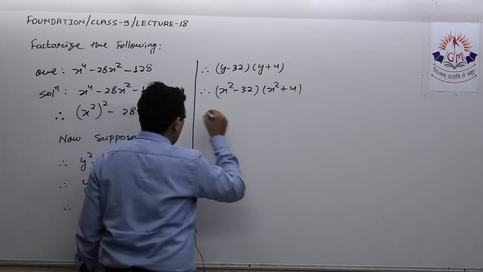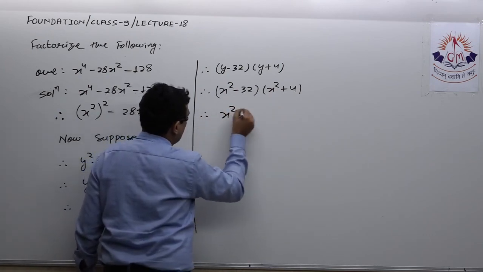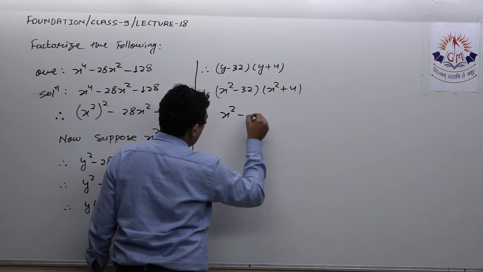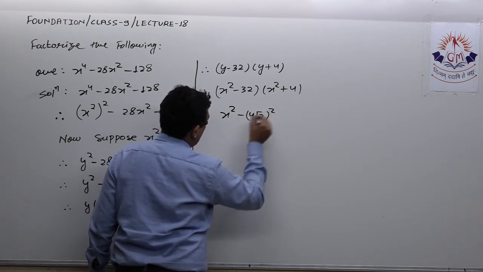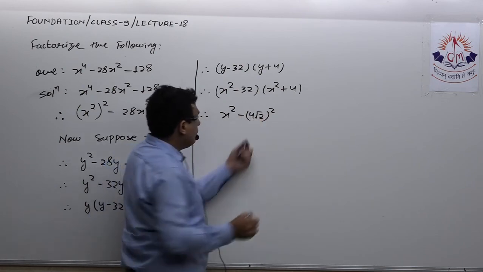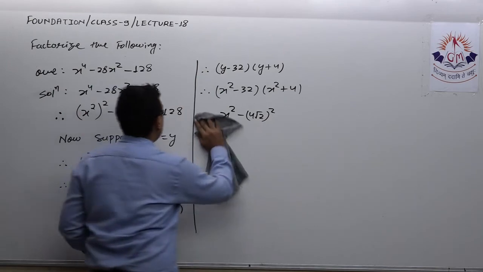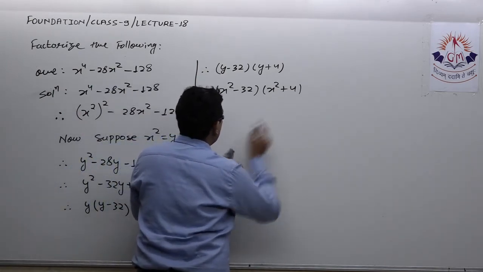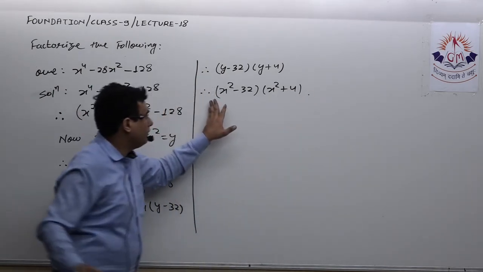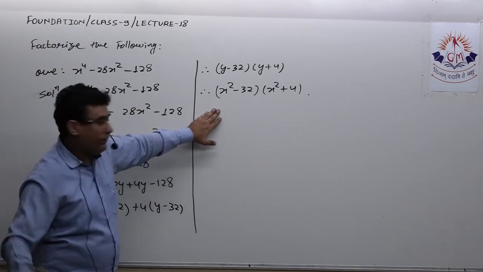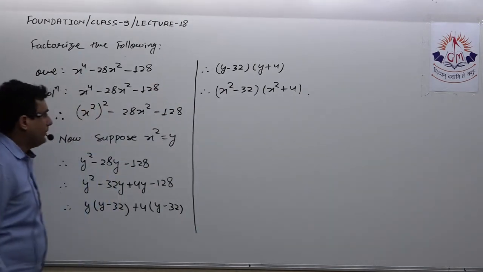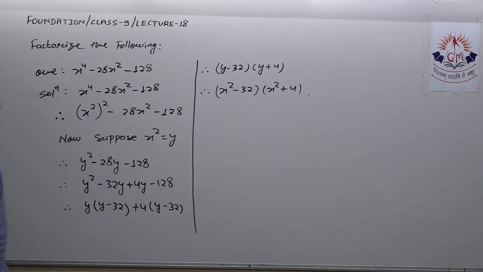Now suppose if you want to solve it further, it gives you something like root 32, that is 4 root 2, whole square. As root 2 is involved, we'll finish here. So these are my final factors of the given expression. Please note it down, then we'll see the next question.